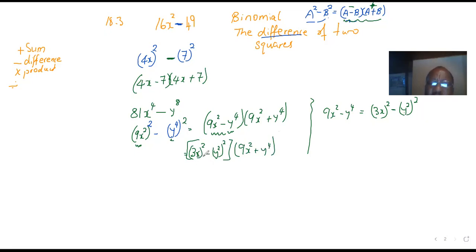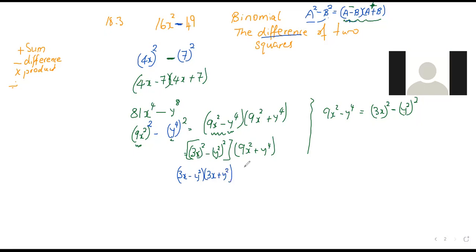This, being the difference of 2 squares, can be further factorized into (3x minus y squared) into (3x plus y squared) into (9x squared plus y to the power of 4). Please write that down.